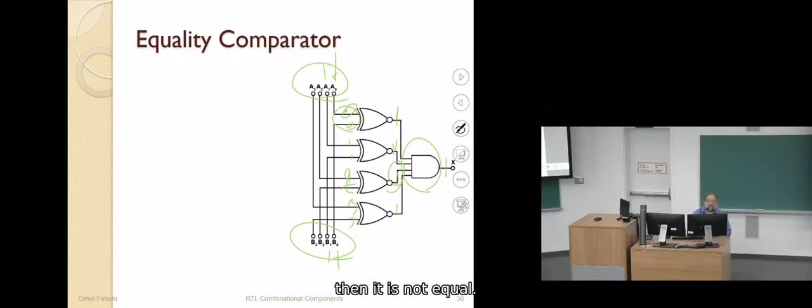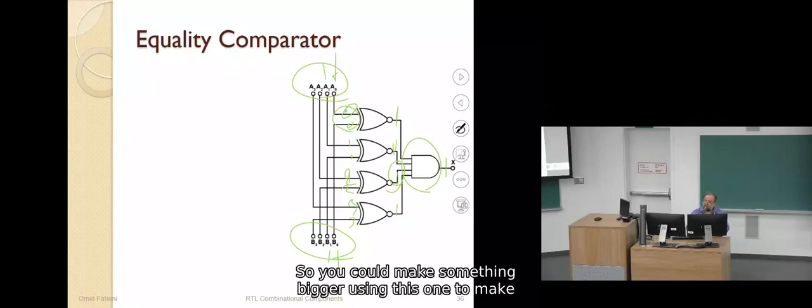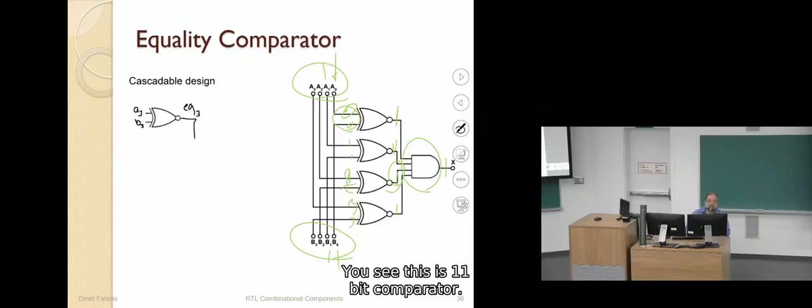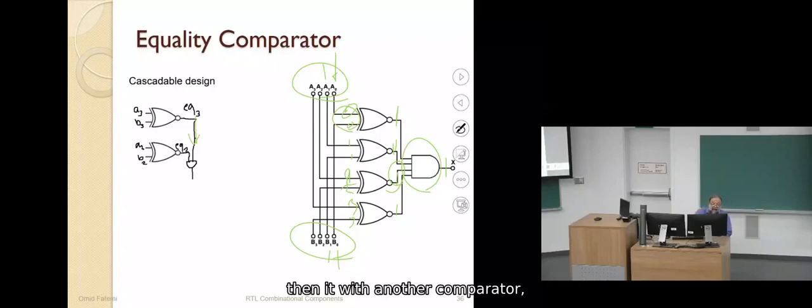We can make it cascadable. Again, I repeat, in any component design that we build, we try to make it cascadable, so you could make something bigger using this one. To make this cascadable, I use something like what I used in a decoder, with a repeatable part. You see, this is one comparator, a 1-bit comparator. If I take the output of this comparator and AND it with another comparator, then I cascade it. So this is repeatable. This is the iterative element.